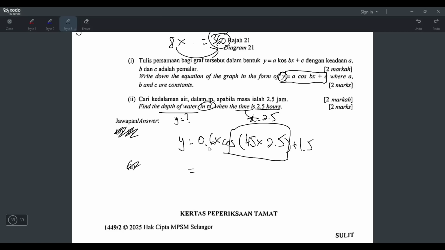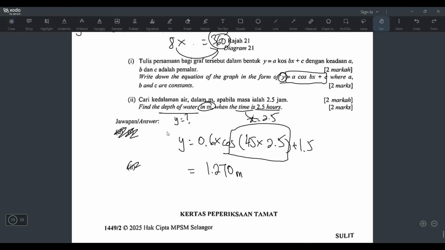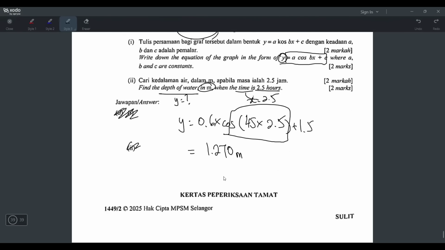Alright, my calculator gives me 1.2703. Okay, just write 4 significant figures. Usually I'll just write 4, so 1.270. The next digit is 3, so I don't have to add 1. So this one is automatically in meter already. Okay, so yeah, I'm done with this question. And I'm done with the whole paper actually. Yeah, this is the last question.